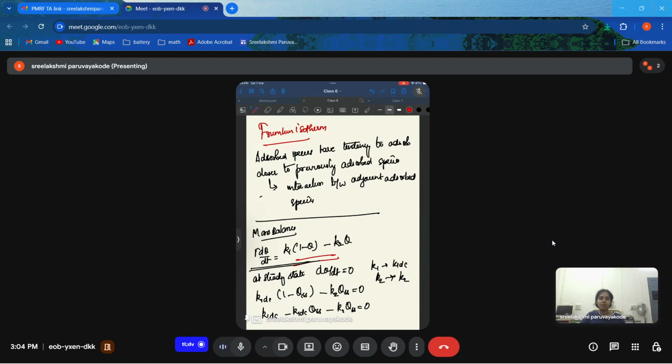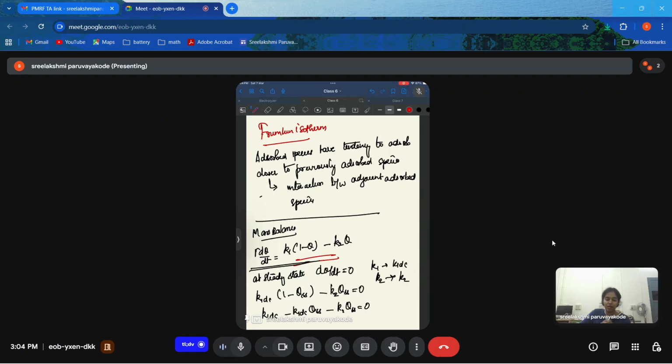Now, Frumkin says these species get adsorbed on the surface based on their affinity to get adsorbed closer to the one where a previous species has been adsorbed. This means there is an interaction between the adsorbed species. So, this is what Frumkin says.